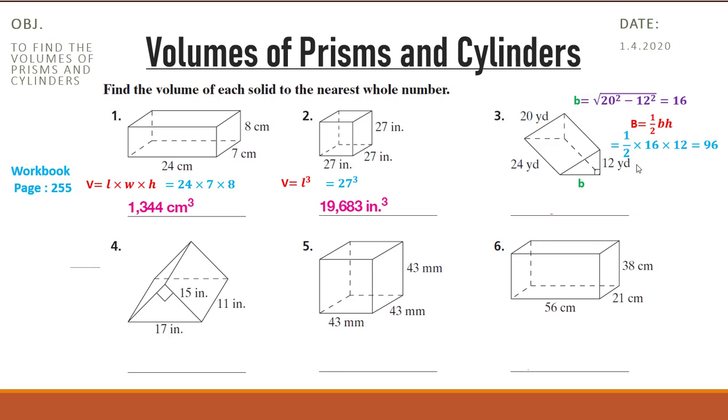Now to find the volume, multiply this number, the base area, by the height of the prism, 24, and it will be 2304. So I have here Muammal correct, no one else.